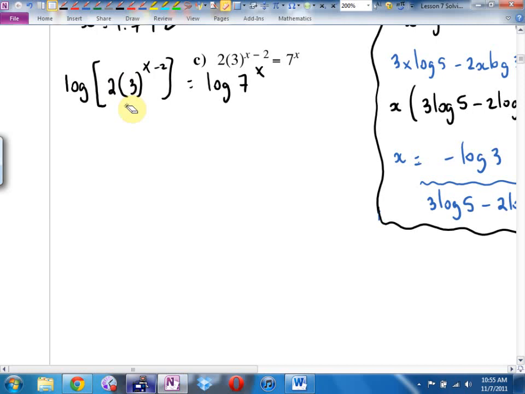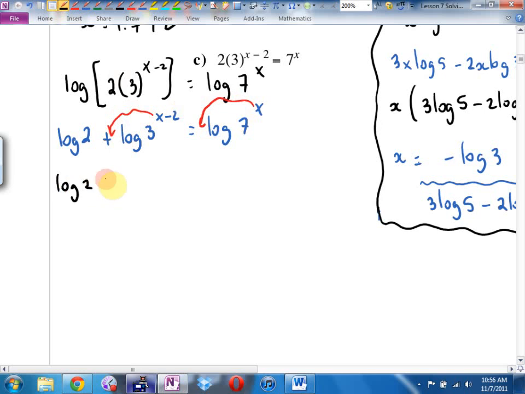This is going to be the log of 2 plus the log of 3 to the x minus 2 equals the log of 7 to the x. I have to break it up. But now look, can you clearly see the way I've written this, that the x minus 2 is only on the 3 and not on the 2? Now I can move exponents to the front. Brackets, if they're binomial exponents. Now I can do that and that. I drop the log 2 down, plus x minus 2 log 3 equals x log 7.